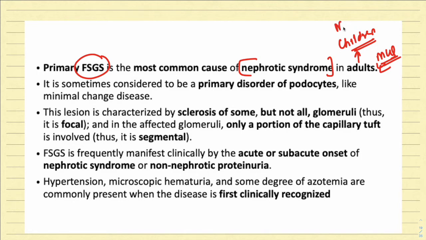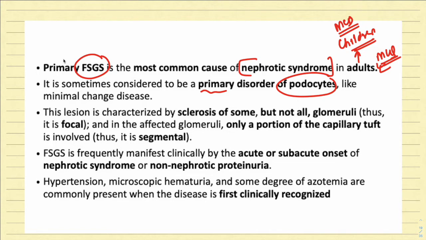Very good. So the answer will be MCD, that is the minimal change disease. It is considered to be a primary disorder of podocyte. Just like the minimal change disease, here also the major dysfunction is there in case of podocyte.